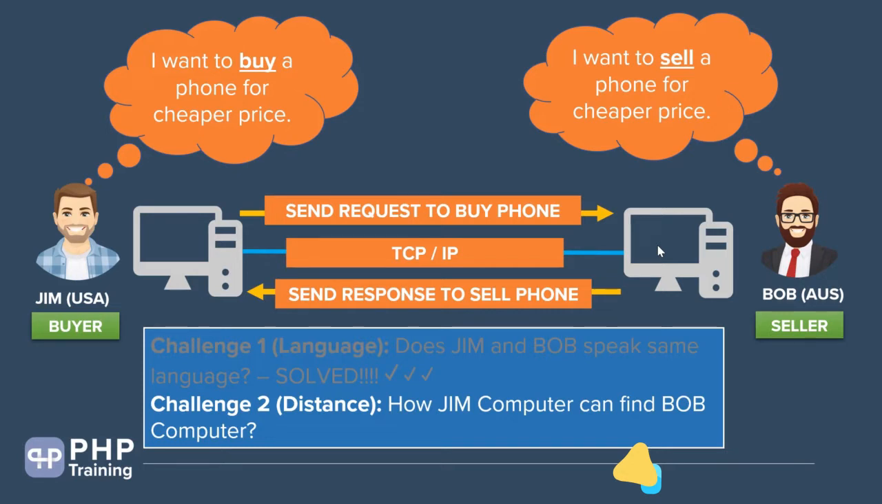So let's look at challenge number 2, the distance. How can Jim's computer find Bob's computer? Let's understand this by understanding what the internet is. All right, so let's jump into another lecture and understand what the internet is.